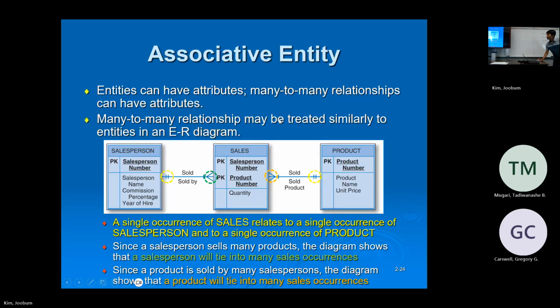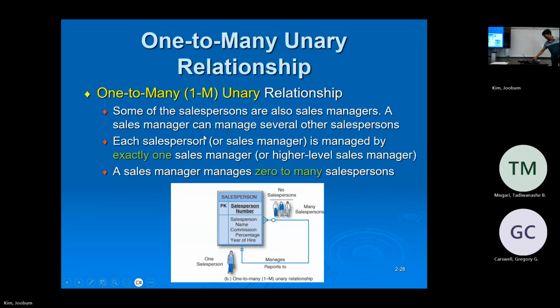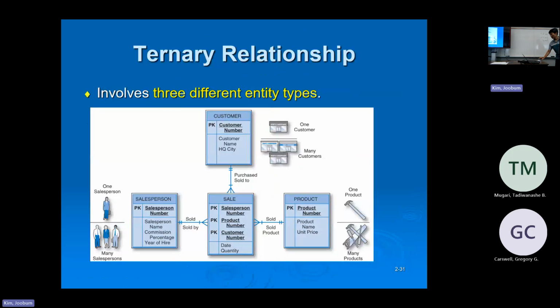Associative entity. Okay, so an associative entity exists only for a many-to-many relationship. So a salesperson can sell many products, and many products can be sold by many salespersons. It's many-to-many. Okay, so this is an associative entity. 1, 2, 3. Three distinct entities are included in a ternary relationship.